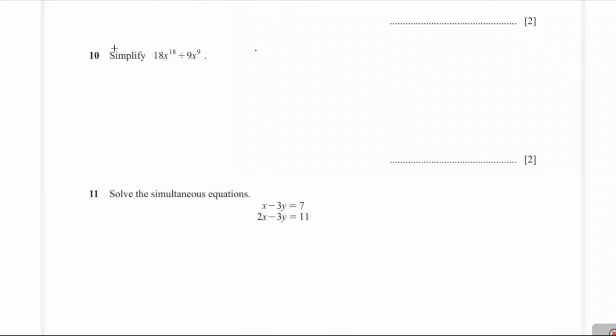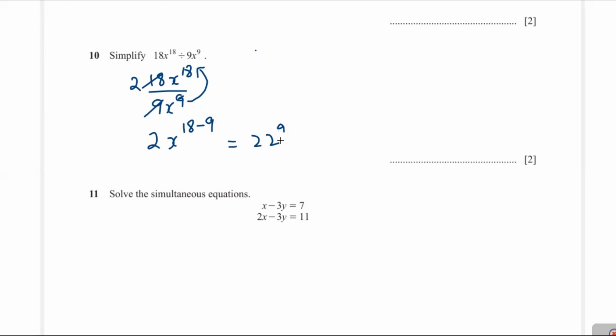Now question number 10. Simplify 18x power 18 divided by 9x power 9. You can write it as 18x power 18 over 9x power 9. Now 9 times 2 is 18, so you can write it as 2, and the power of x is 9. When you shift from the denominator to the numerator, the power will be subtracted. 18 minus 9, you can write it as 2 into x power 9. That is the answer.